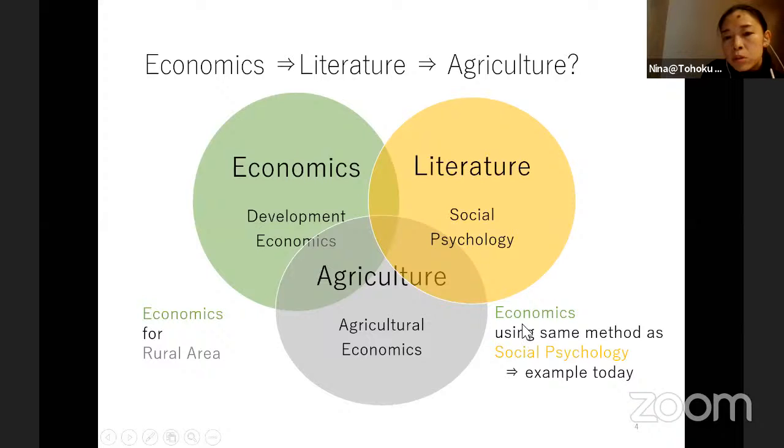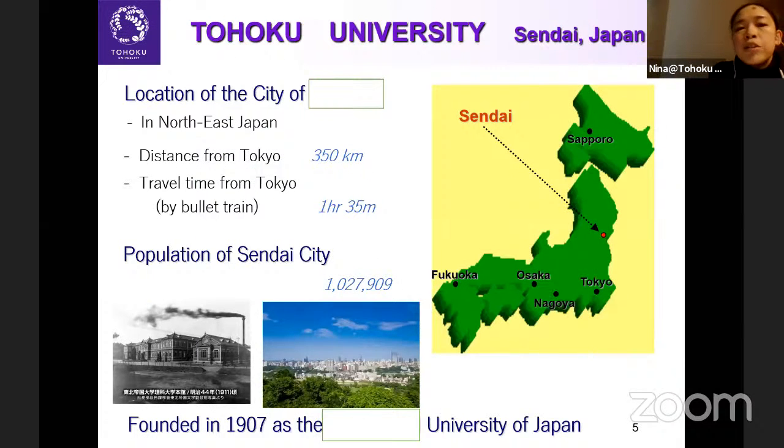So my methodology is economics using the same method as social psychology. I will show some examples today. And I'd like to mention Tohoku University a little bit.